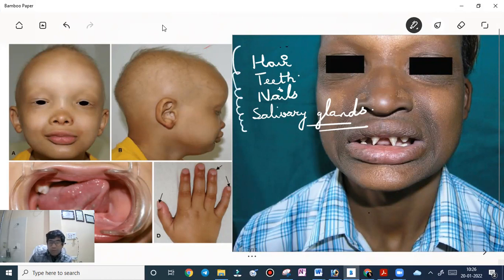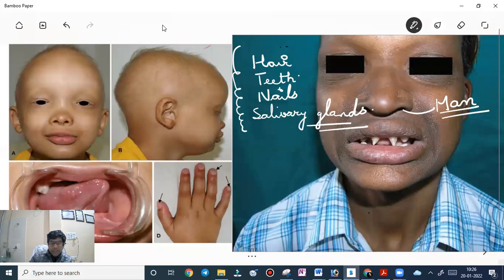So look at this figure. You will see a man with ectodermal defects. That should click in your memory that ectodermal dysplasia is more common in men than women. So remember, ectodermal dysplasia is more common in men than in women. Next question: what ectodermal structures are affected?